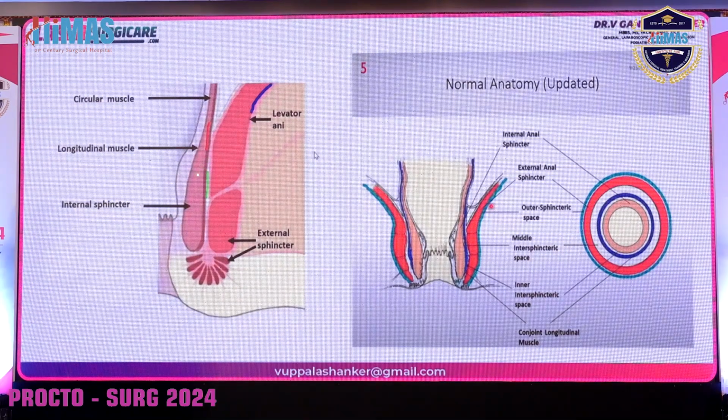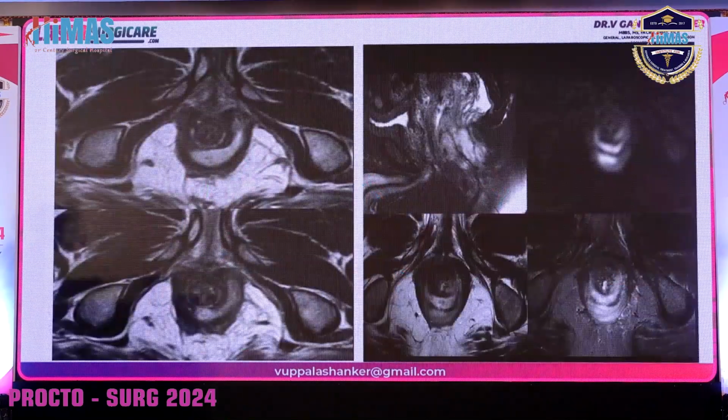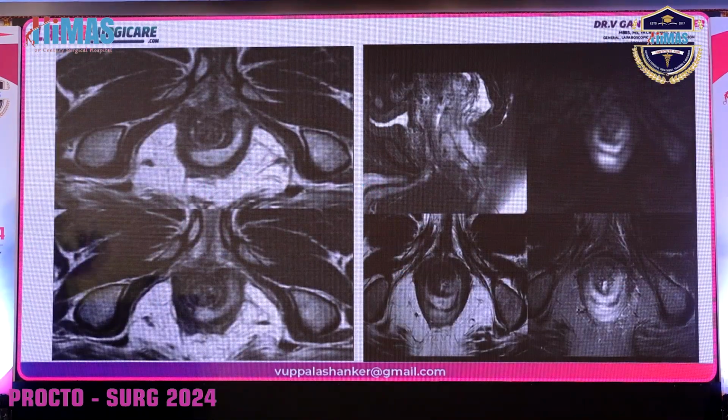And any infection between your internal and longitudinal muscle spreads higher up and opens via the intrarectal space, and this forms a submucosal abscess. And there is one more space between your external anal sphincter and its fascia. This is the outer sphincteric space. They form the abscess or fistulas in the roof of the ischiorectal fossa. This is known as the refill fistula.